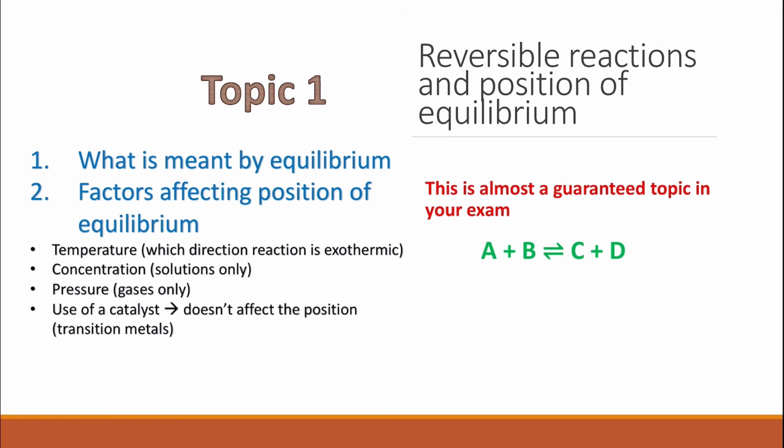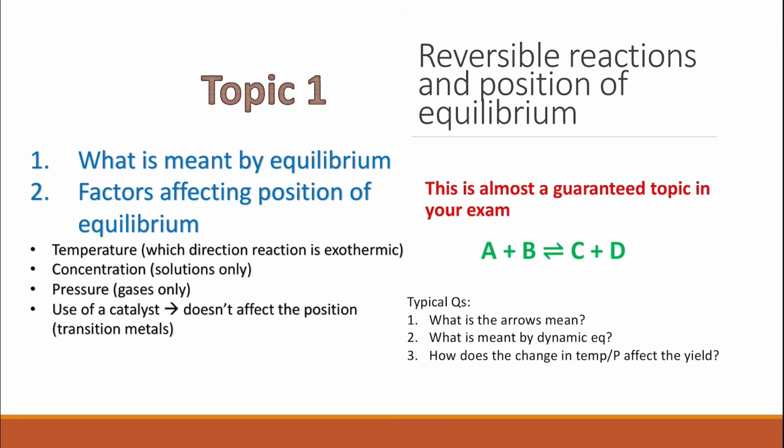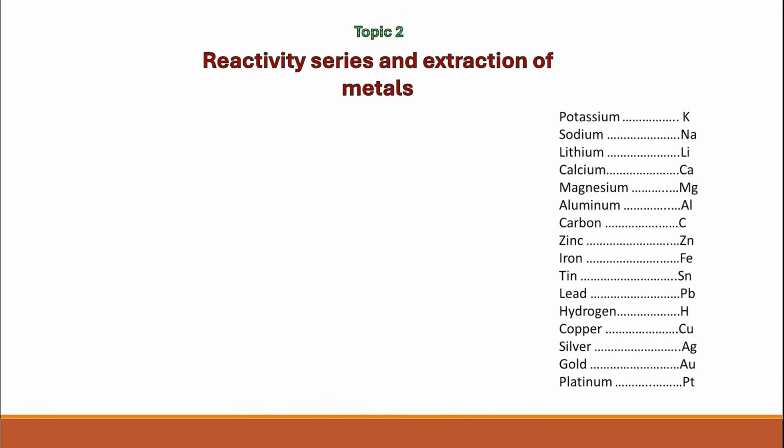Use of a catalyst doesn't affect the position of equilibrium because it increases the rate of both forward and reverse reactions at the same rate. So typical questions ask you about these arrows and what they mean. So this means that this reaction is reversible. What is meant by dynamic equilibrium? Very common question. They would give you one of these conditions and ask you how the change in the condition will affect the yield. So you need to think about these and how they affect the yield of the reaction.